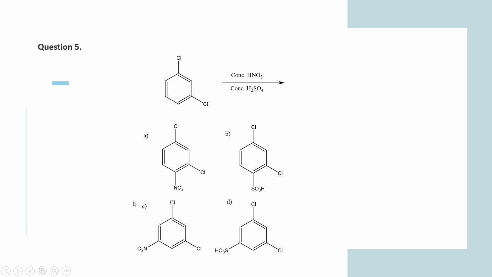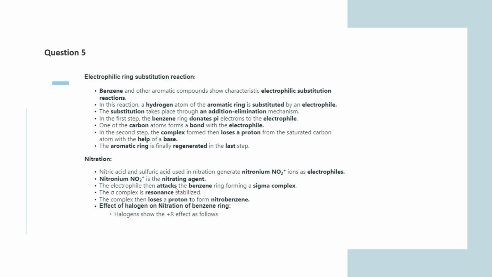So now it will depend on the directing effect of these 2 chlorine atoms. They will direct the incoming nitro electrophile to their ortho position or meta position or para position. Let us go through the mechanism involved in the reaction. So here a few basic points of electrophilic ring substitution reactions have been mentioned. You may go through these points, but we have already discussed most of them. We will just discuss the nitration points.